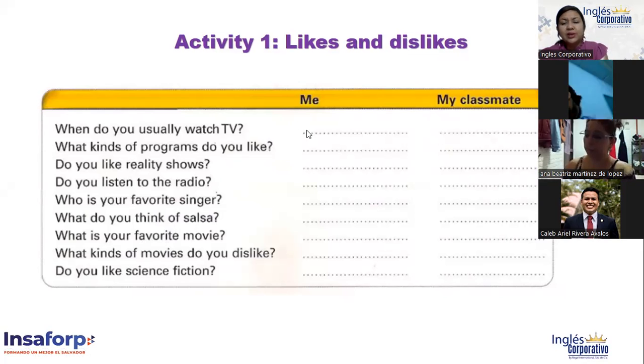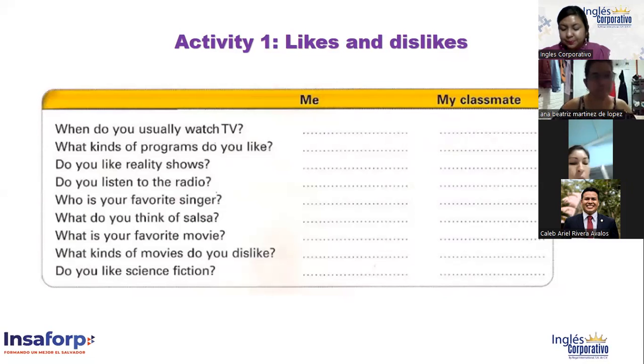First, you need to write your answers. Then you ask classmates and you write the classmate's answer. Okay, so I'm going to share it in the WhatsApp group, because you are going to complete it.